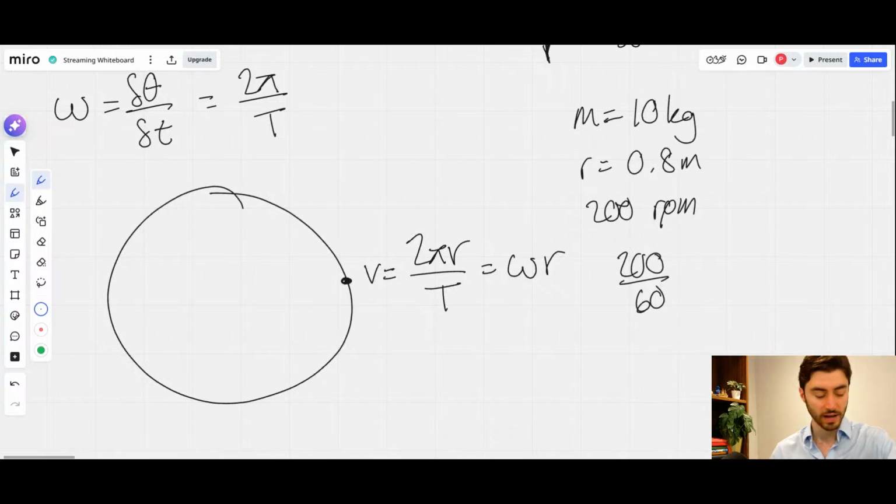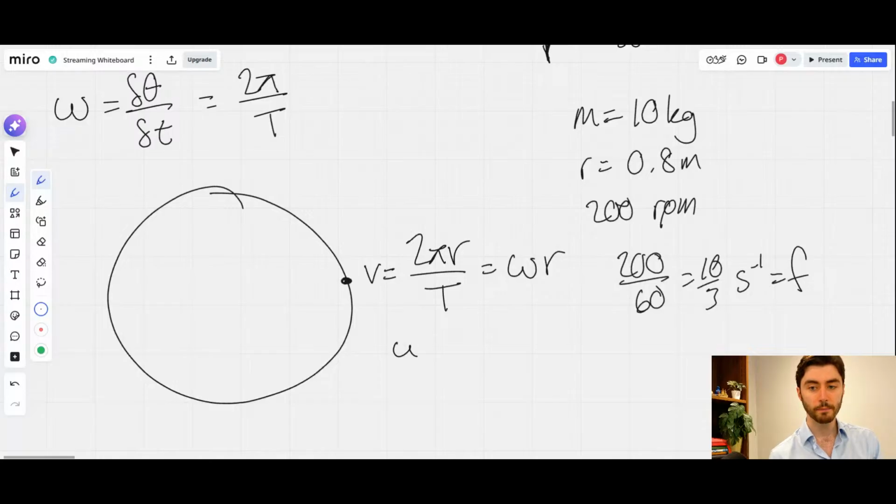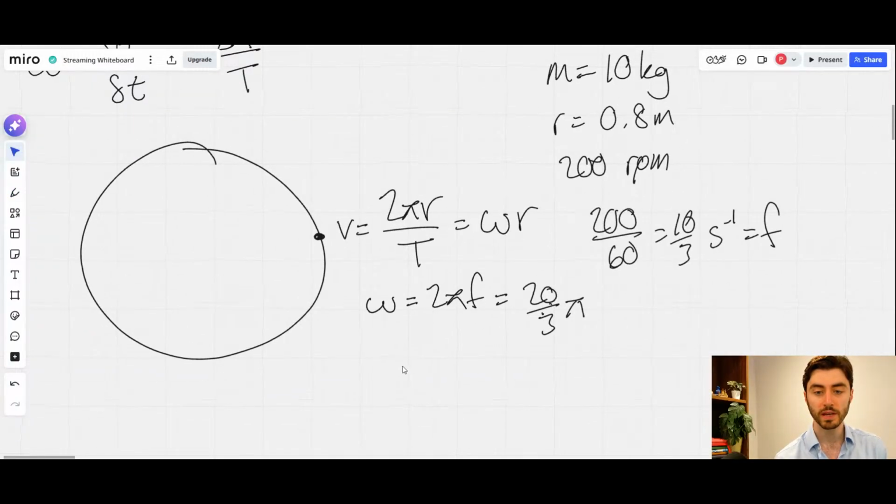Now, I have left my good calculator in the other room, so I'm going to have to use a bad calculator. But that is A-okay. So that obviously simplifies to 10 over 3. That is the number of revolutions per second. That is the frequency. And so we can also say, by the way, that omega equals 2 pi f. So therefore, that would be 20 over 3 pi. From this, we could also say that v would be equal to omega r.